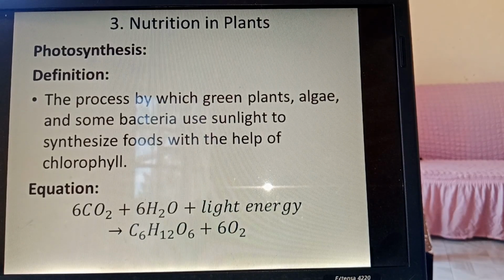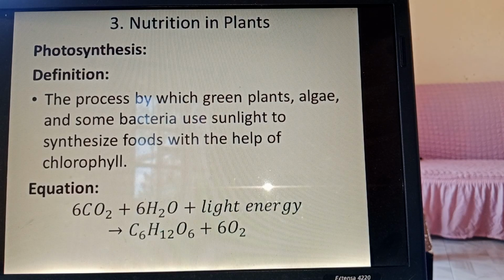Nutrition in plants. Photosynthesis. The process by which green plants, algae, and some bacteria use sunlight to synthesize foods with the help of chlorophyll. And there you can see the equation of that process known as photosynthesis, which is a balanced equation there.